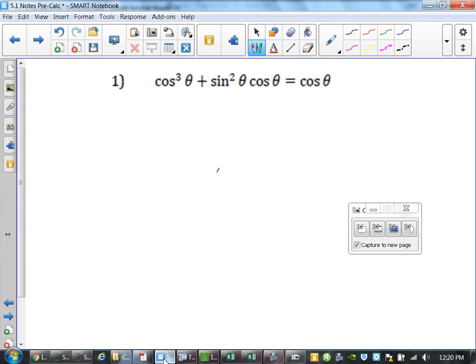So if I want to make the stuff on the left look like the stuff on the right, what's the first thing you try to look for? Common factors. What do they have in common? Cosine. So if I factor out a cosine, I get cosine squared plus sine squared.